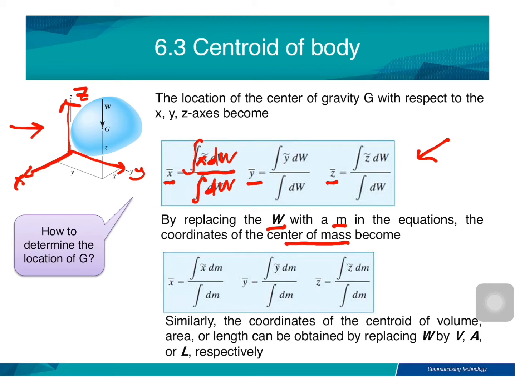If you want to get the center of mass, X bar is equal to the integral of X dm, where m refers to the masses, divided by the integral of dm. Similarly, for the coordinates of the centroid for volume, area and length, you can replace the weight with the volume, area and also the line. So very simple, right?